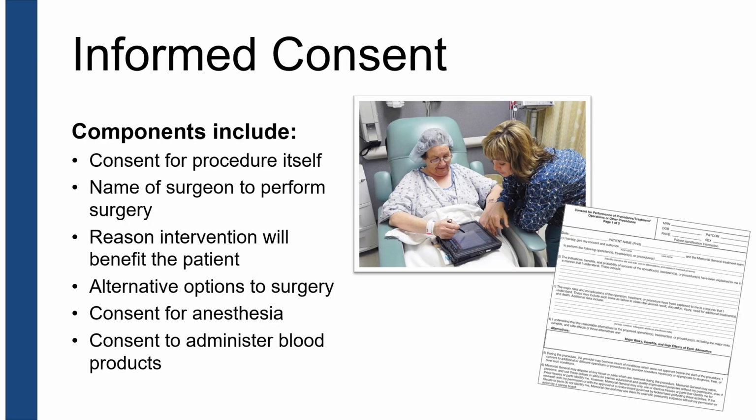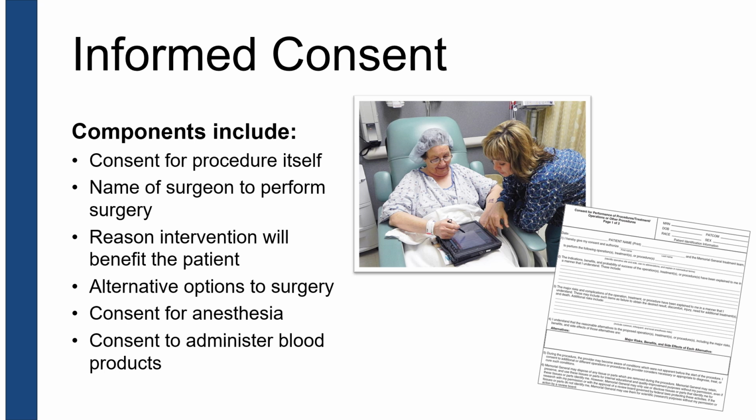So back to informed consent. So components that should be included in an informed consent, and again, this is standardized. This is a standardized document. You're going to consent for whatever procedure they're having. The names of the surgeon will be included. Reason for intervention, so why are they doing this and why should the patient have this procedure done? Any alternatives if surgery is not the only option. Consent for anesthesia, sometimes this is a separate document, and consent to administer blood products.